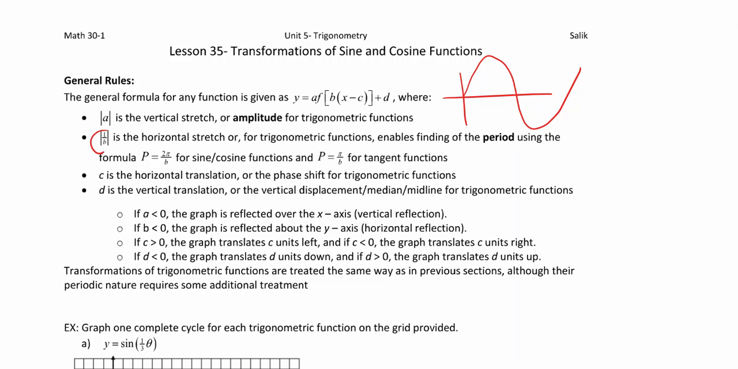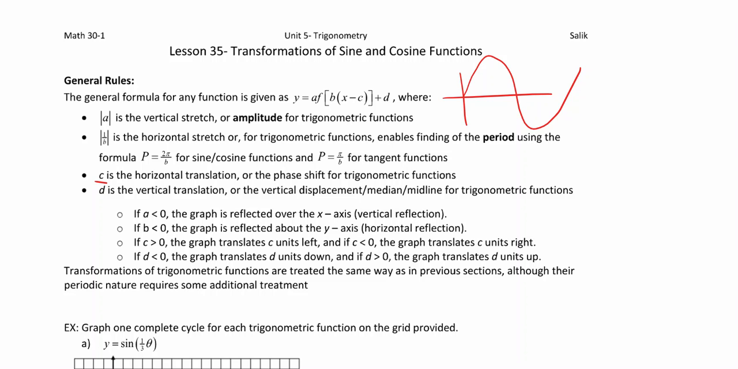The reason the 1 over B is important is that your B value is going to strongly relate to the period of the function. So the period P is equal to 2 pi over B, or 360 over B. I'll show you some examples of that. Now, if you remember from the last lesson, the period is equal to pi over B instead of 2 pi over B for tangent functions. Because for tangent functions the period was only pi instead of 2 pi, it just happens at closer intervals.